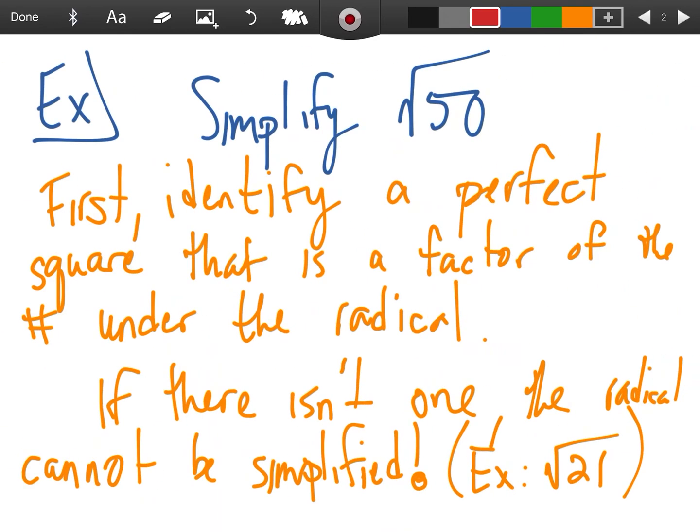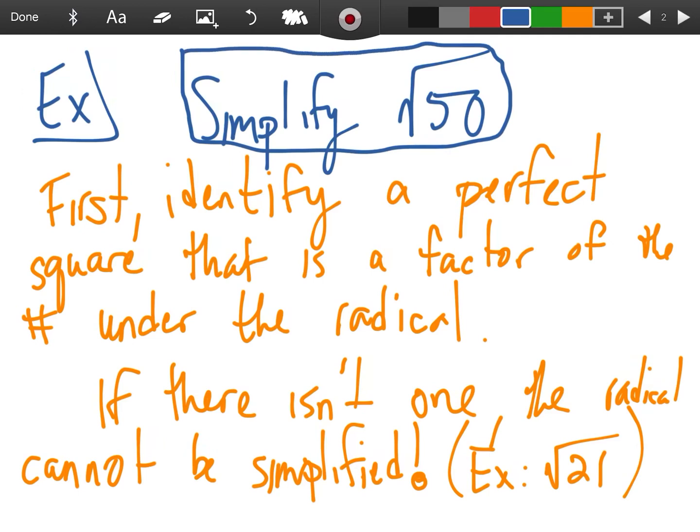All right, so jumping right into it, let's say that we get this problem, simplify the square root of 50. When I say radical, remember that radical is just any number that is under this square root sign. So we could read this as radical 50, we could read this as square root of 50. Either way, it's really saying the same exact thing. So first, we want to identify a perfect square that is a factor of the number under the radical. So in this case, we are trying to identify a perfect square that is a factor of 50.